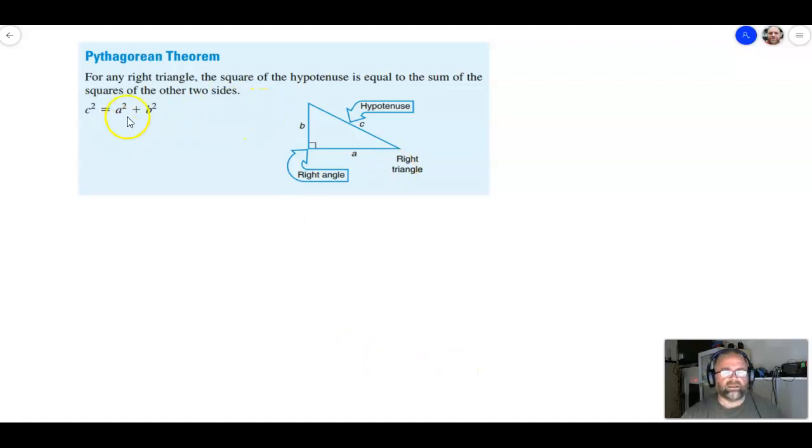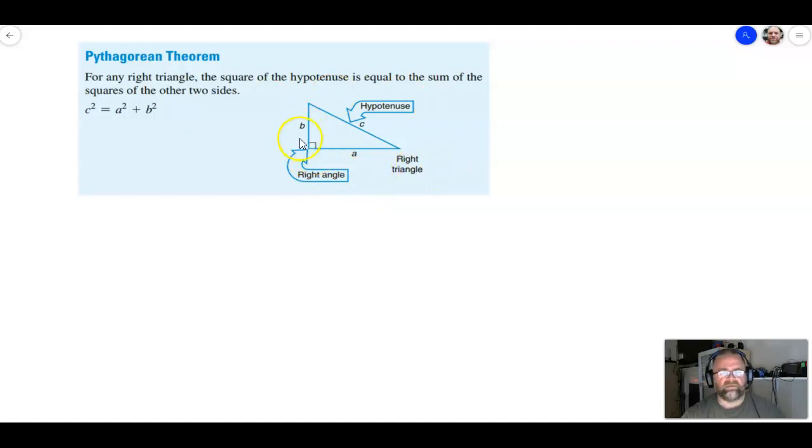So the first thing we're going to take a look at here is the Pythagorean theorem. We've probably, at least hopefully, heard of this before. Maybe seen it in some of our either junior high or high school classes that we've taken. But if not, we're going to go through it.